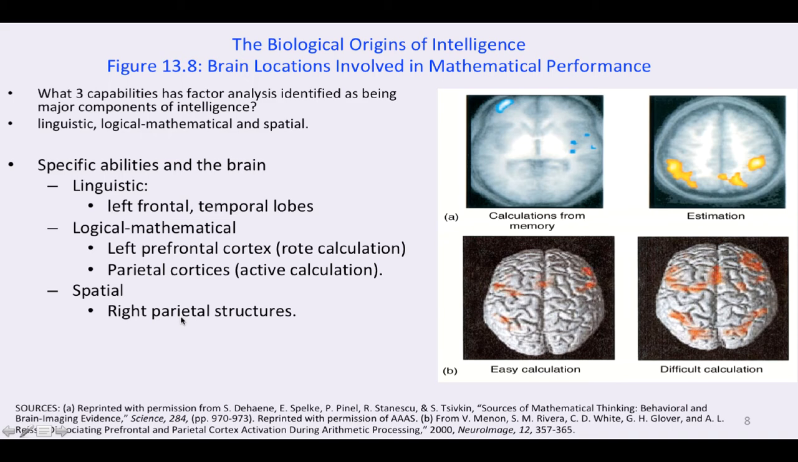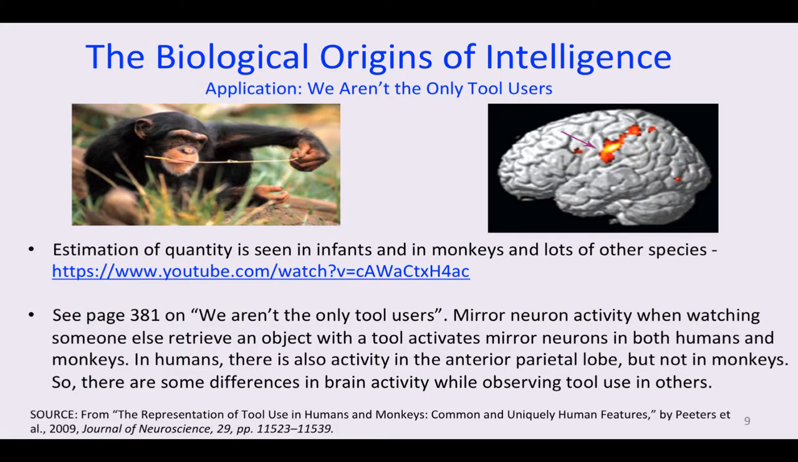Spatial skills generally use the right parietal structures. This kind of makes sense because remember, parietal cortex is all about place. And so if you're having to imagine and do mental rotation of objects and things like that, those kinds of spatial tasks are going to use this part of the brain that is very familiar with location and spatial layouts already. Let's take a look at the origins of intelligence now.